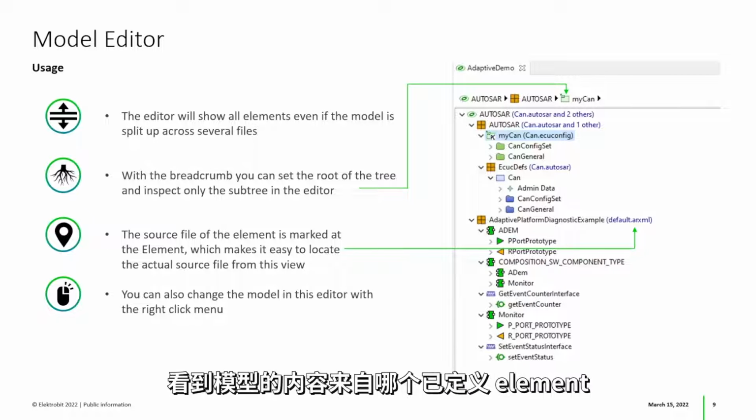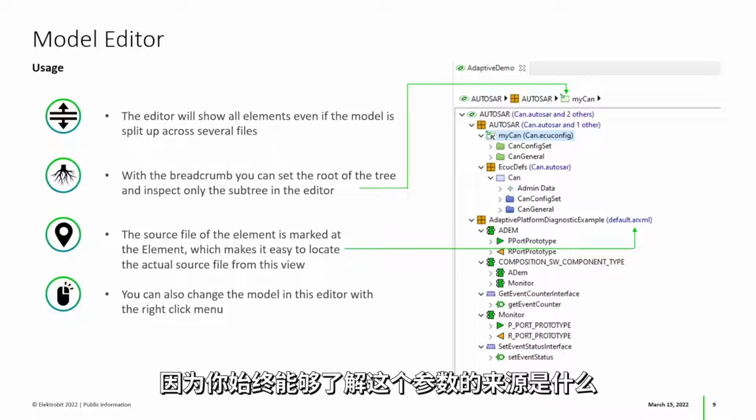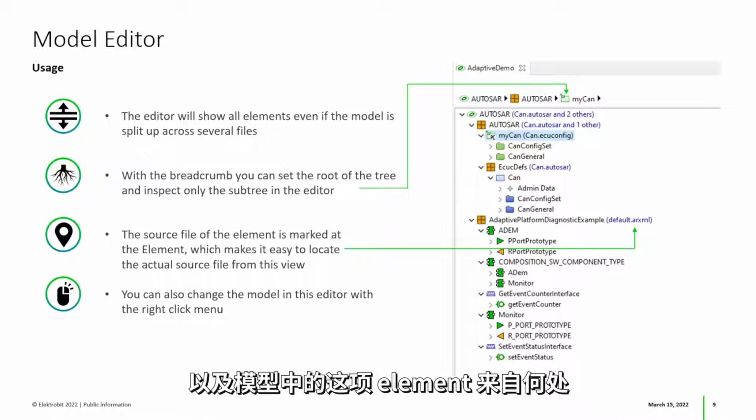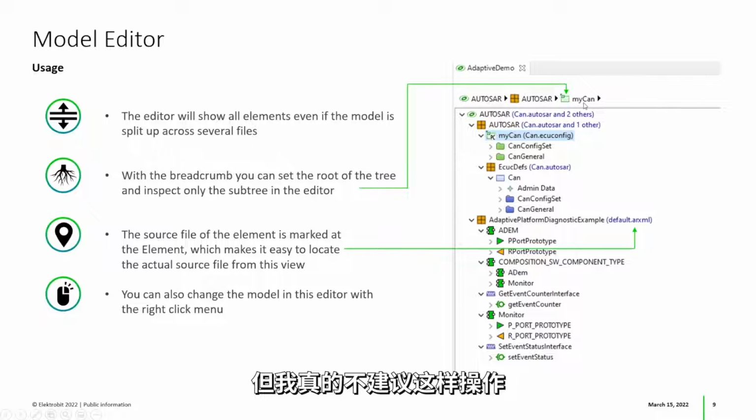And with the model editor, you can also easily see from which file the content of the model comes. This is actually really handy to keep the overview, because you will always know from which source this parameter, this element in my model, is coming from. You can also change the model in this editor, but I do not really recommend that. You can change it with a right-click menu. You can also add elements to the model, but I do not really recommend that.